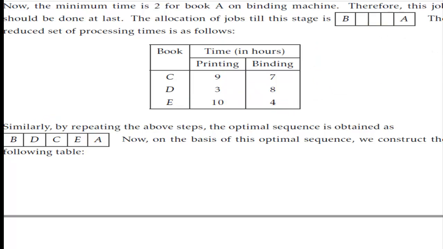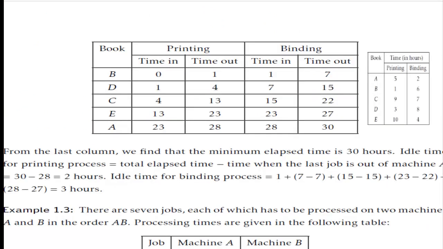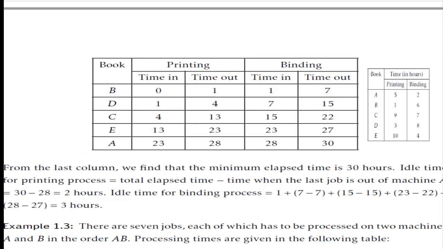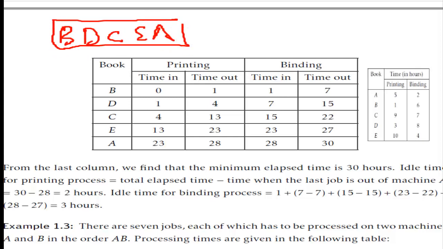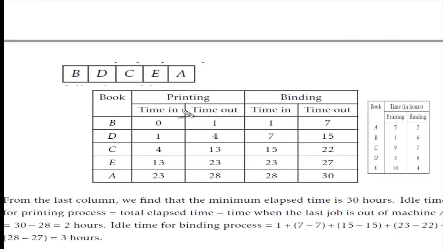Then I have to assign them and see the total time here. Now if you see here, we have to assign the printing first, okay? So what's our schedule? Let me write that also. The sequence is BDCEA. This is my schedule. Let me check if it is that only. Yes, BDCEA. So this is my optimum sequence, BDCEA.